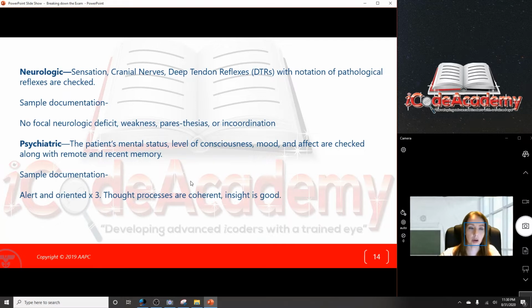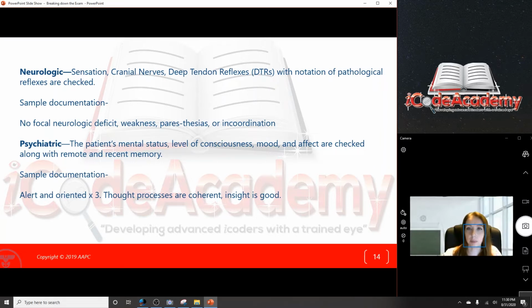Next one we've got here is neuro and psych. So neurological could be checking for a wide range of things. Typically, it's sensation. Provider doing an exam and seeing, can you feel this? Can you feel me touching your fingers, your toes, the side of your face, that type of thing. Also checking for the cranial nerves and reflexes. Sample documentation you might see is no neurological defect, weakness, or paralysis.